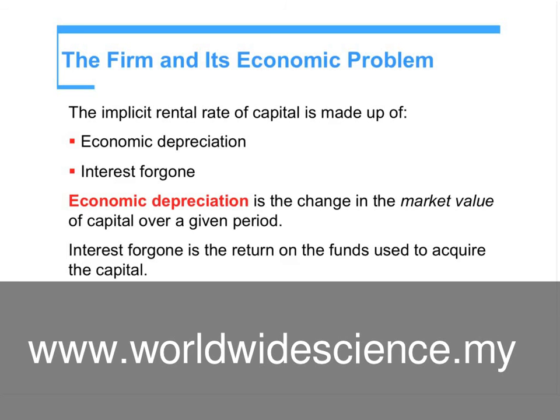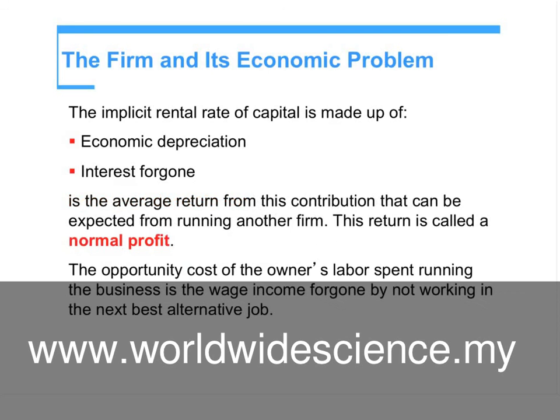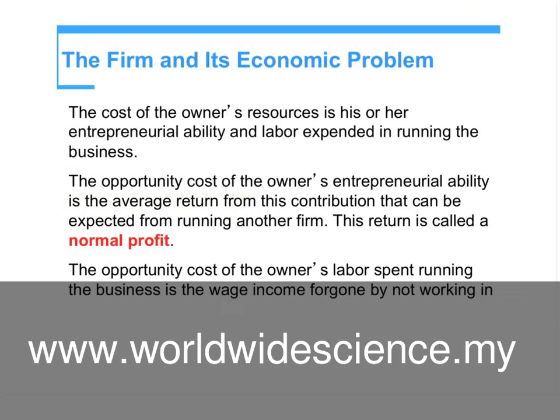Okay. So the cost of owner's resources is his or her entrepreneurial ability and labor expended in running the business. So the opportunity cost of the owner's entrepreneurial ability is the average return from his contribution that can be expected from running another firm. So as you can see, when you are running one firm, you are incurring an opportunity cost of not running another firm. So the return is called normal profit.